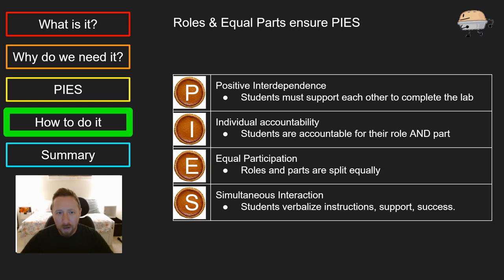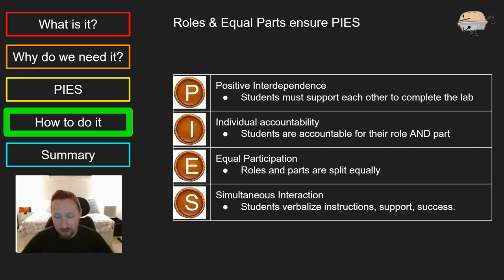So by providing roles and splitting your lab into equal parts, you're going to ensure you're following the PIES framework. Positive interdependence: students are supporting each other to complete the lab. Individual accountability: students are individually accountable for their role and for the part that they have to complete within the lab. Equal participation: roles and parts are split equally, right? No one person is generally doing more work than the other.